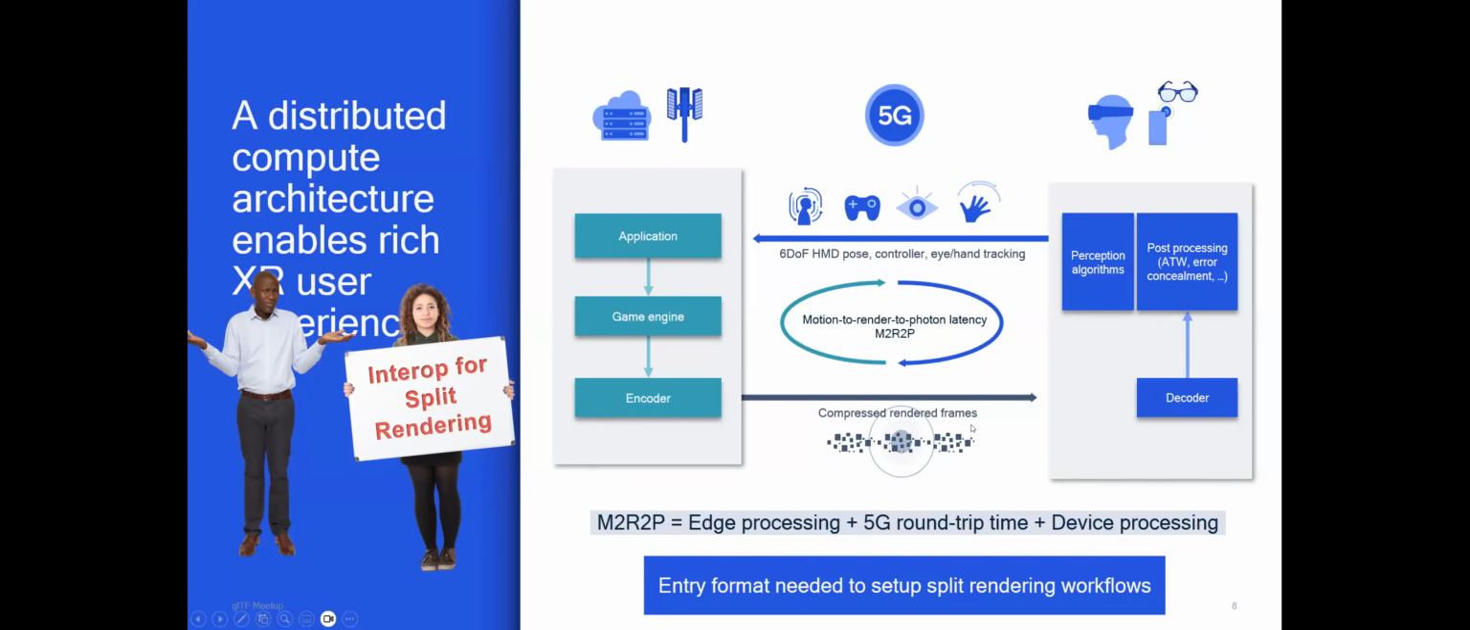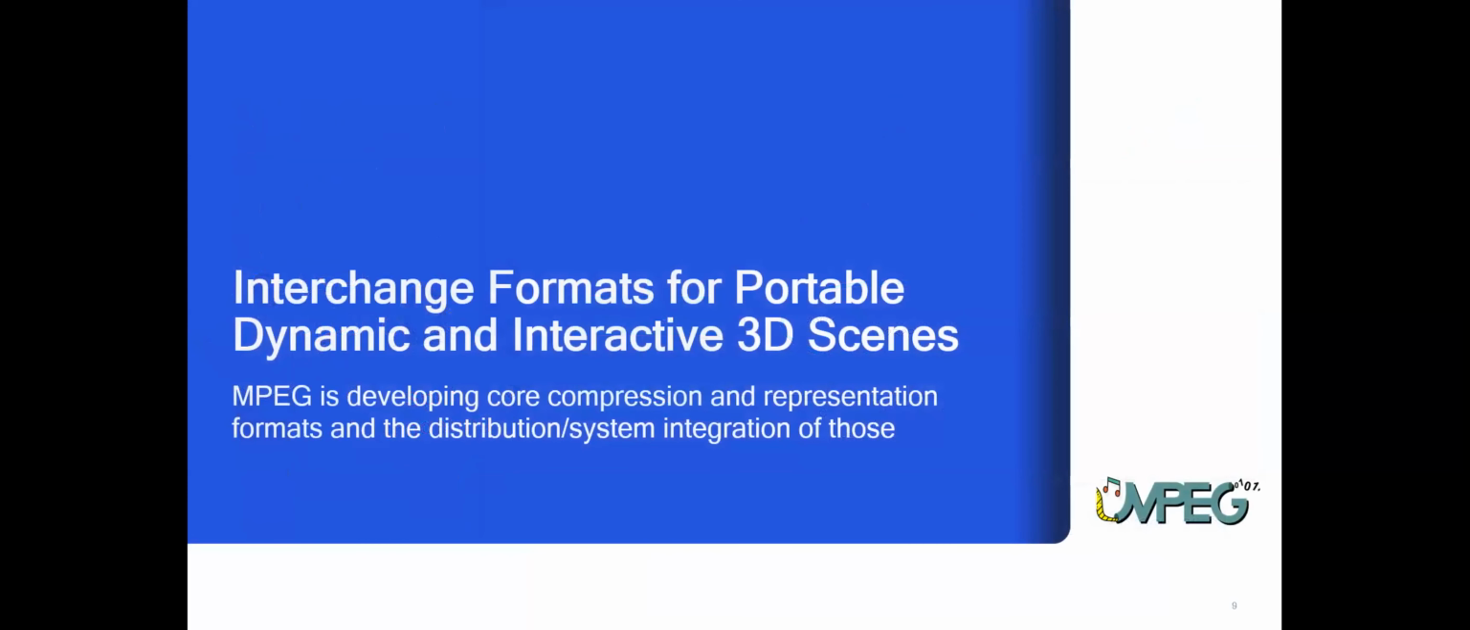So all of these are selected use cases that motivate that we need exchange formats, and these exchange formats are then aggregated into certain contexts. So now what has been done is, and MPEG is addressing these interchange formats, in particular addressing portable, dynamic and interactive 3D scenes. MPEG has been developing for a long time core compression representation formats and the distribution and system integration of those. So the extension going now to 3D and XR is natural, and obviously there are a few aspects that have already been developed, and we go a bit into this.